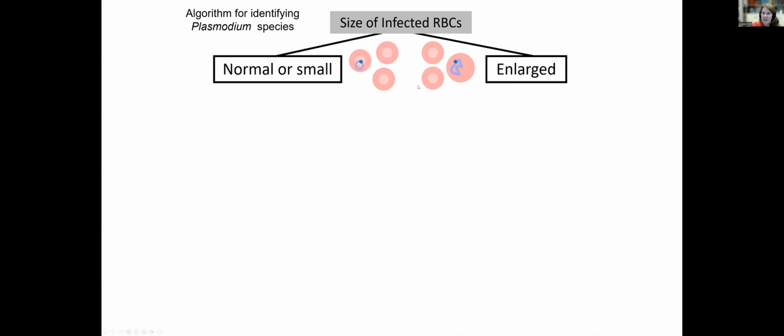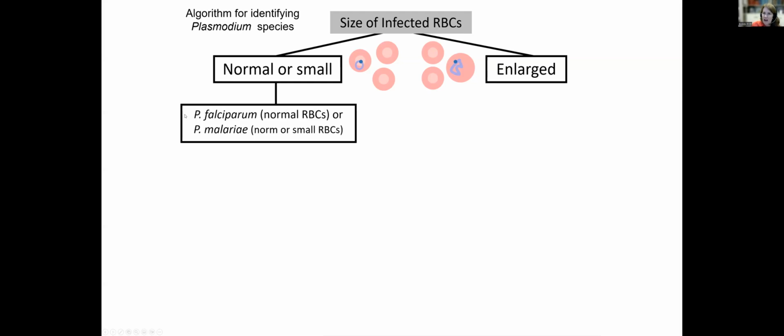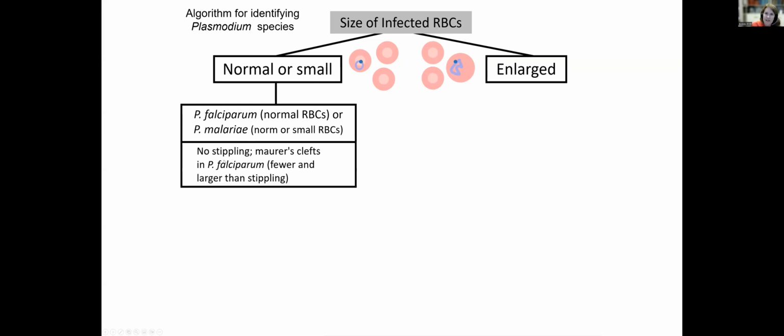So very quickly, you could split this into two groups. The ones that the infected cell is normal to small compared to the neighboring cells versus those that are in an enlarged red blood cell compared to the neighboring cells. Now, if you're in the normal to small category, you are either dealing with Plasmodium falciparum or Plasmodium malariae. And usually you don't see stippling, but occasionally you see Maurer's clefts with Plasmodium falciparum. And these are these few large reddish dots within the cytoplasm of the cell. They're fewer and larger than the stipples we will see with Plasmodium ovale and vivax.